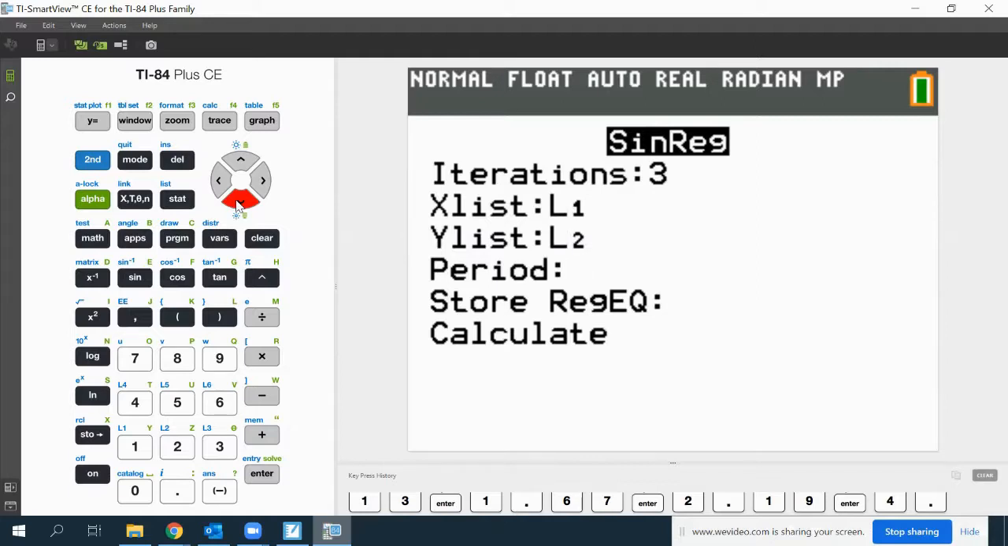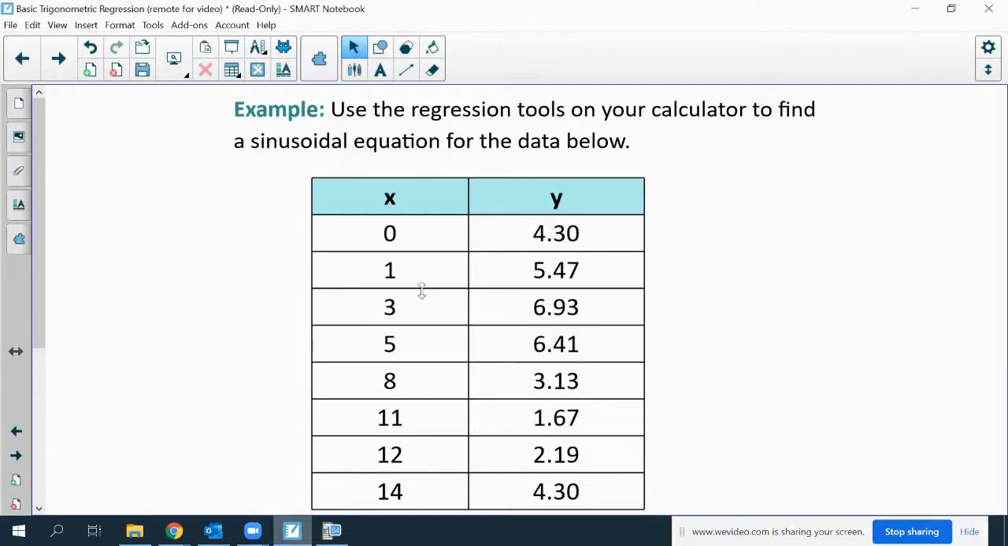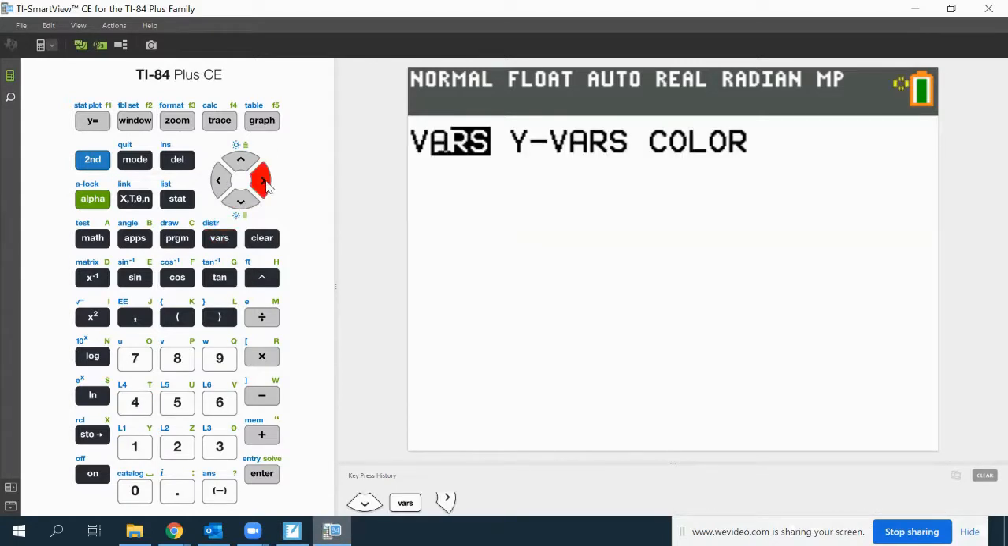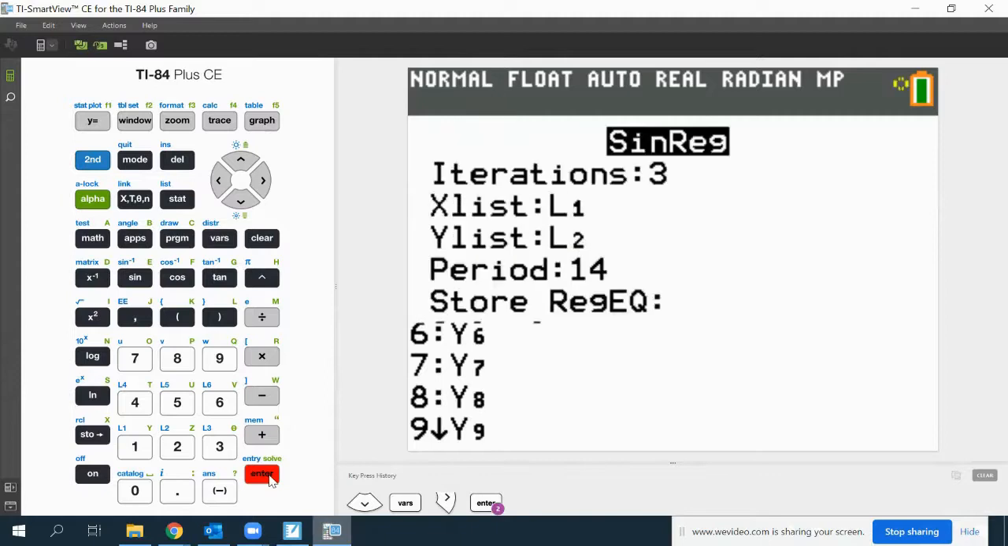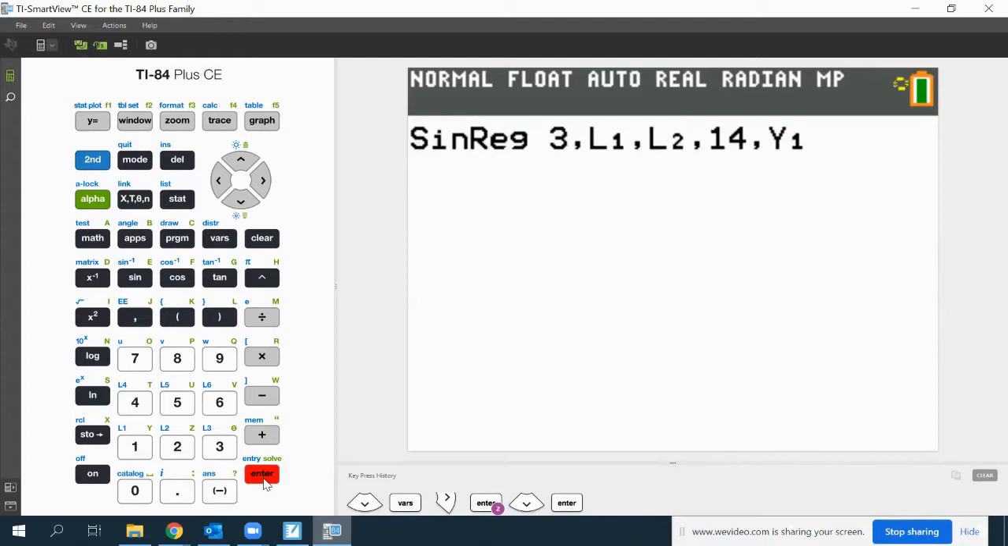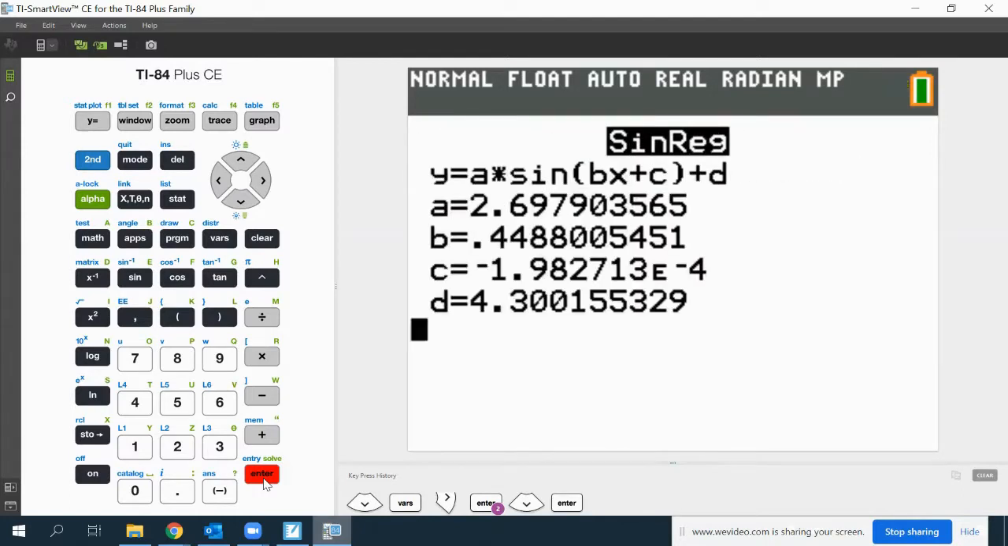We also seem to know what the period is on this because it appears that the period is 14. It's showing us that the first time that we get back to about the same spot is 14 later. So our period is 14. And I will store my regression equation in Y1. Then I will click calculate. Then this ends up being my sinusoidal regression equation.